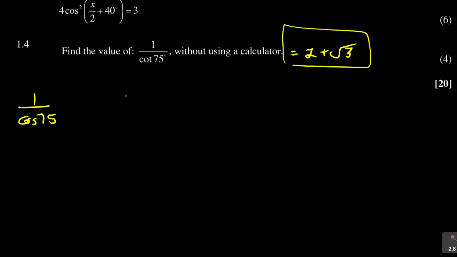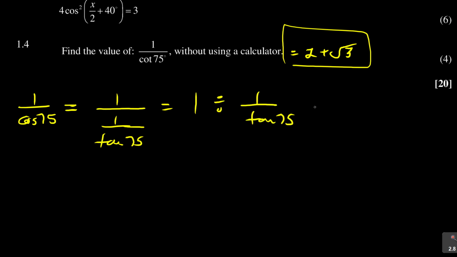Don't just work things where you can prove them and then say you're not going to use a calculator. Just use the calculator, then work towards that answer. So let's work towards that. In this part, 1 over cot 75 is the same as 1 divided by 1 over tan 75, which is equal to 1 times tan 75 over 1. So this is actually tan 75.